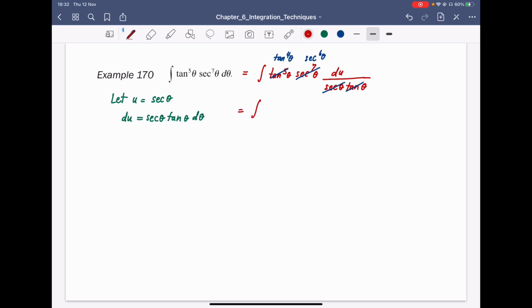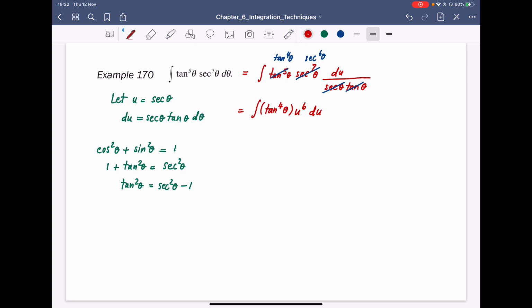So I'm going to change secant to u. So I have u to the 6th power and then du. All right, for tan to the 4th power, I need to convert this to u. How? We have cosine squared theta plus sine squared theta equal to 1. And then if I divide everything by cosine squared, I have 1 plus tan squared equal to secant squared. Well, that means tangent squared is secant squared minus 1.